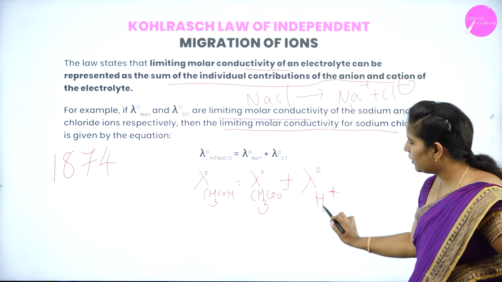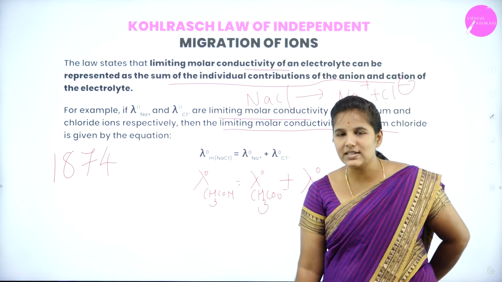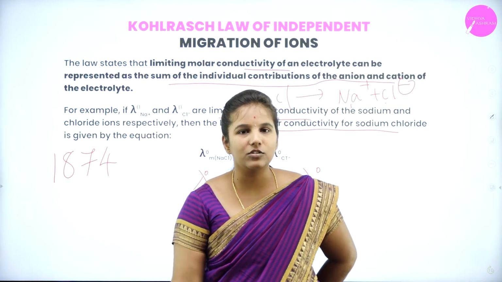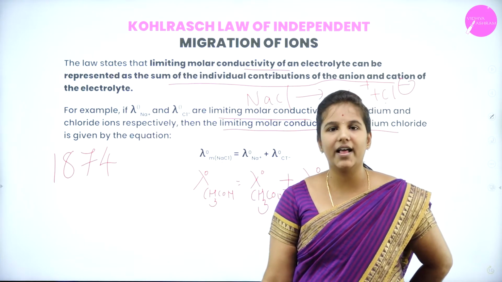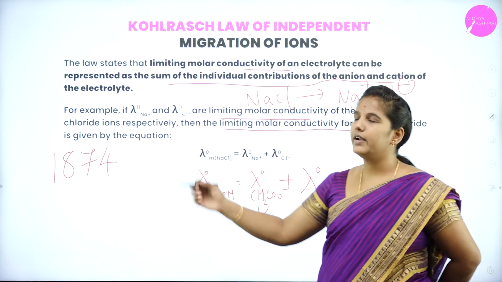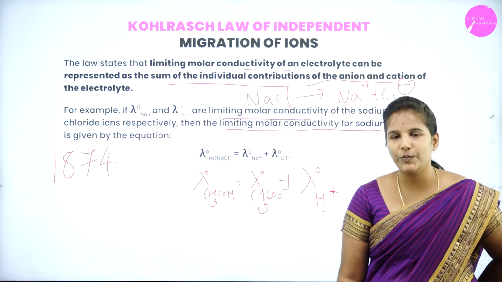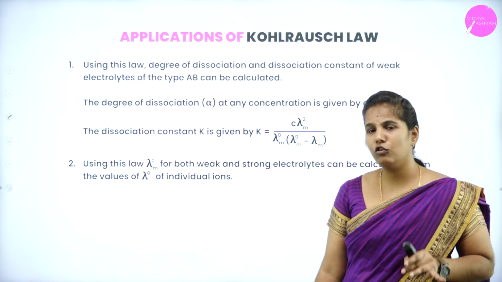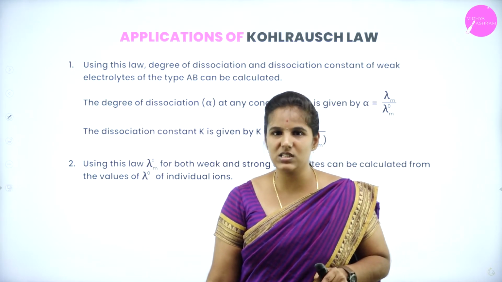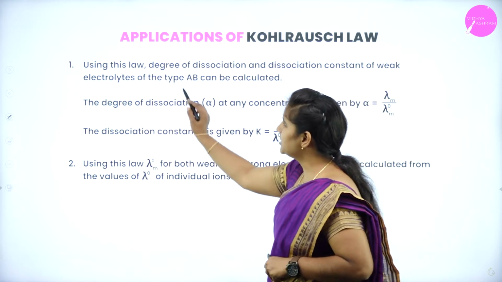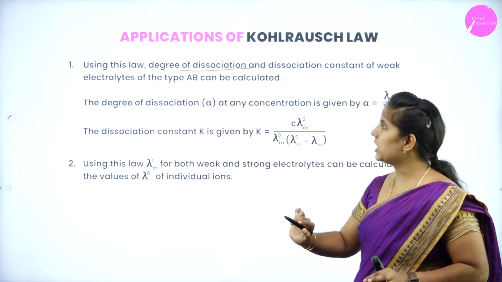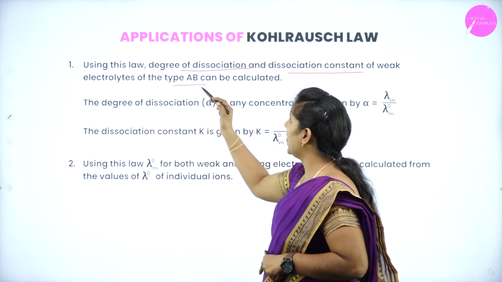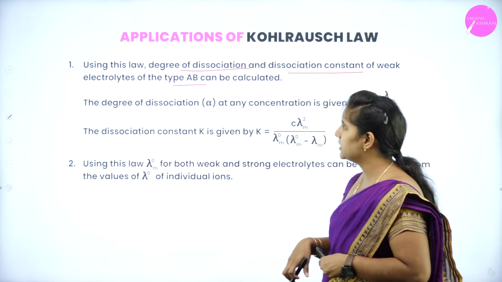So here both the cations and anions are responsible for conducting the electricity, hence it is known as limiting molar conductivity of a weak electrolyte. It was expressed by Kohlrausch's law, hence it is known as Kohlrausch's law of independent migration of the ions. Hope you all understood this equation along with the definition. So after understanding what is Kohlrausch's law, we'll see the applications of the law. Using this law, the degree of dissociation and the dissociation constant of a weak electrolyte of type AB can be calculated by using this relationship.